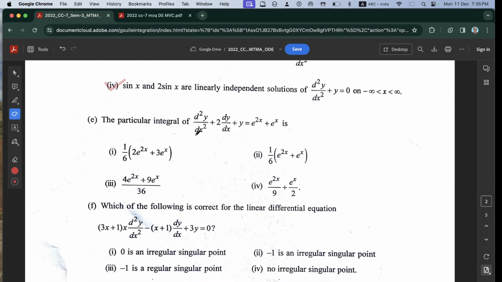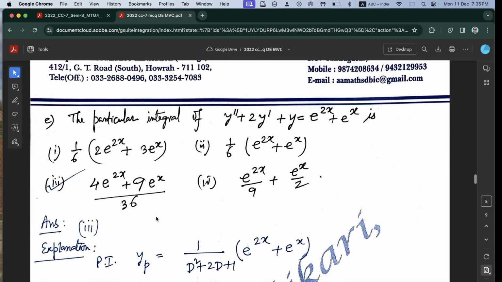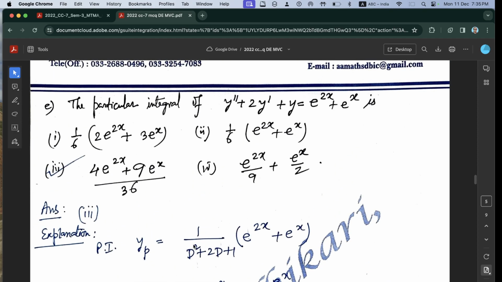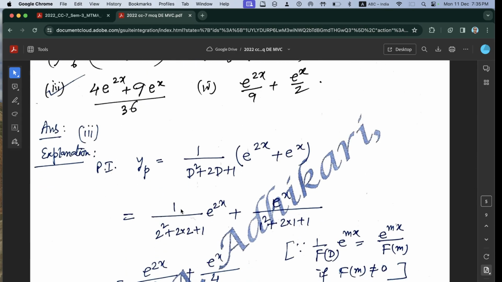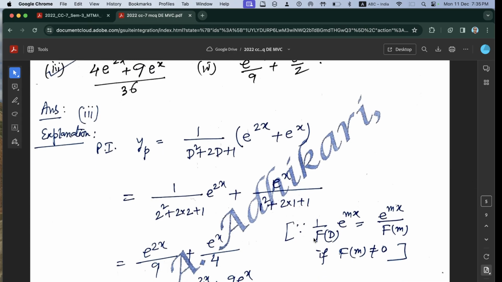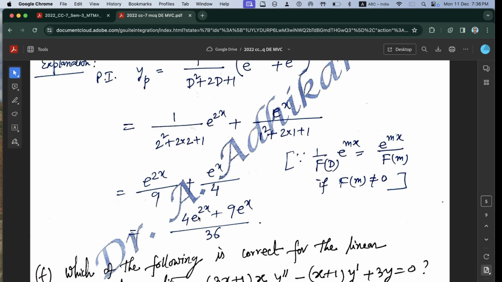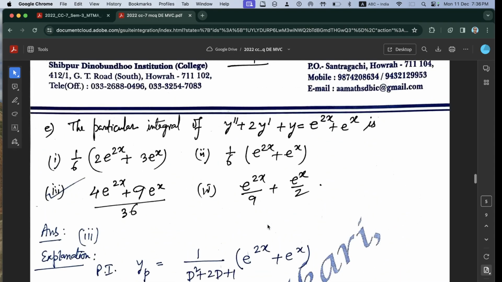Question 1: what is the particular integral of d2y/dx² + 2 dy/dx + y = e^(2x) + e^x? Here yp = 1/(D² + 2D + 1) of e^(2x) + e^x. So 1/(2² + 2·2 + 1) e^(2x) + e^x/(1² + 2·1 + 1), because 1/f(D) e^(mx) = e^(mx)/f(m) if f(m) is not equal to 0. Hence the result is (4e^(2x) + 9e^x)/36. The correct option is 3.